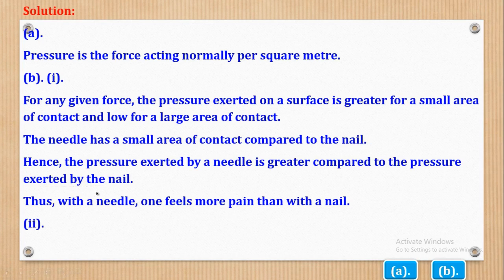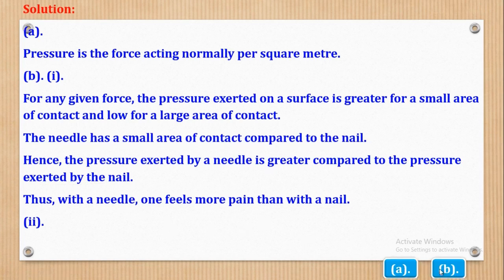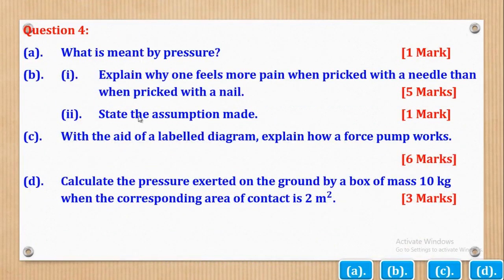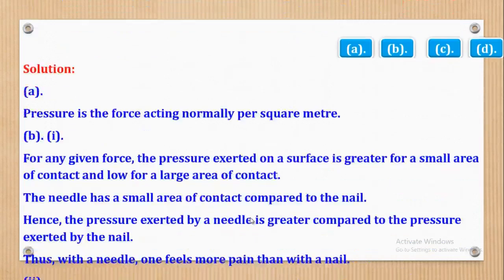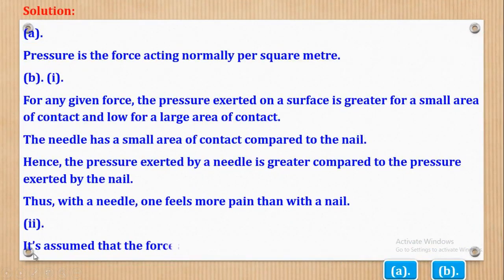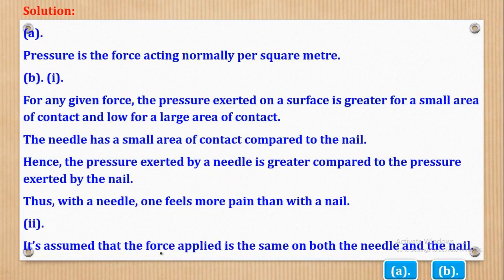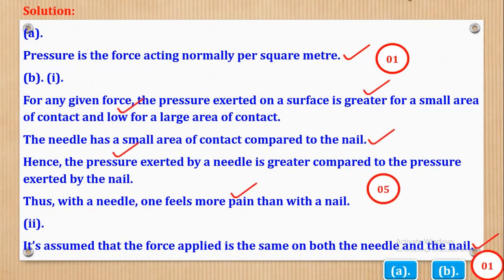Now we shall go to Roman 2. Roman 2 says, state the assumption made. So you shall say that it's assumed that the force applied is the same on both the needle and the nail. So that is how we could get the 1 mark for part A, 5 marks for part B, Roman 1, and 1 mark for part B, Roman 2.